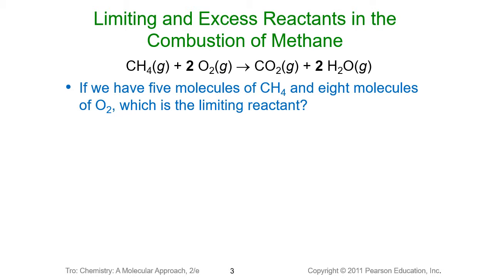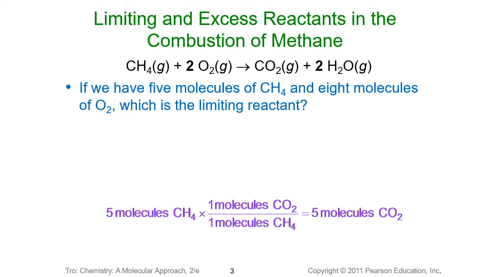If we have 5 molecules of methane and 8 molecules of oxygen, which one is going to get used up first? Well, we're going to do the same thing that we did with our pizzas. We're going to look at, using our starting ingredients, how much of the product we can make. And it doesn't matter which product you look at, just so that you're looking at the same product for both of the reactants. So if we start with 5 molecules of methane, we can make 5 molecules of carbon dioxide.